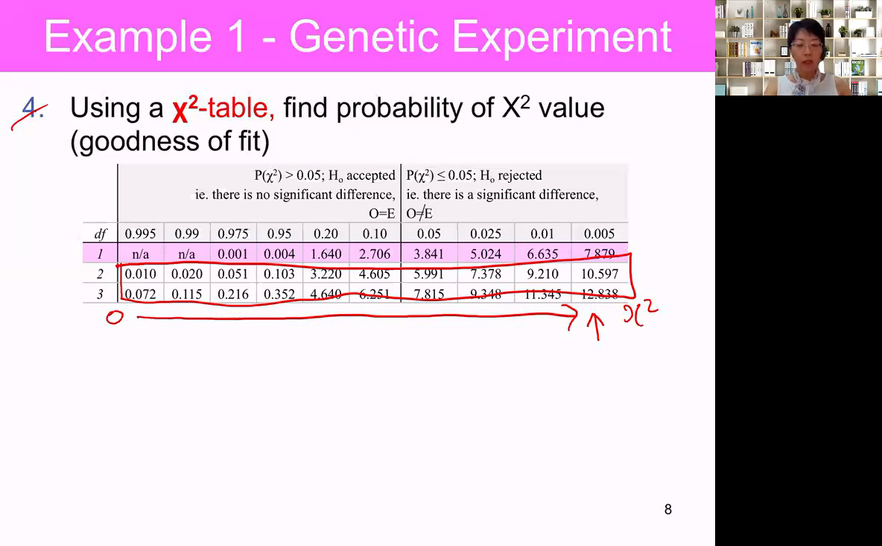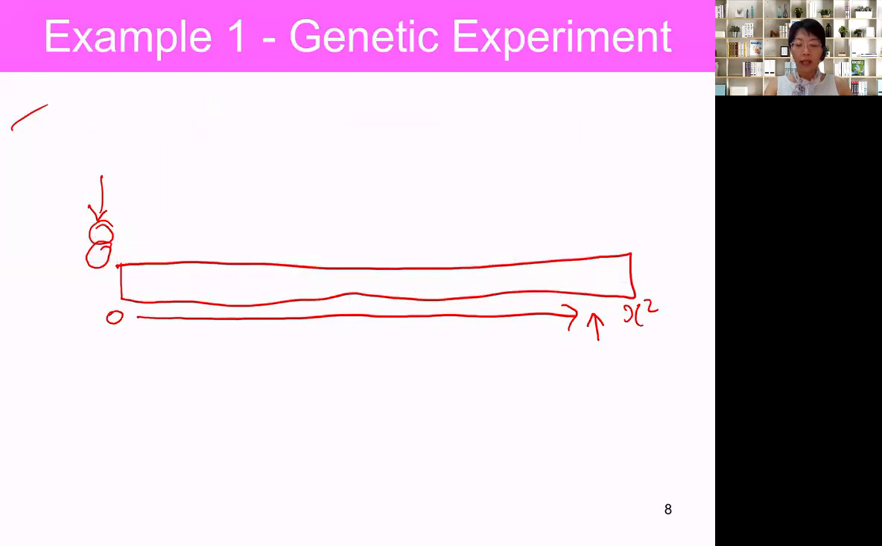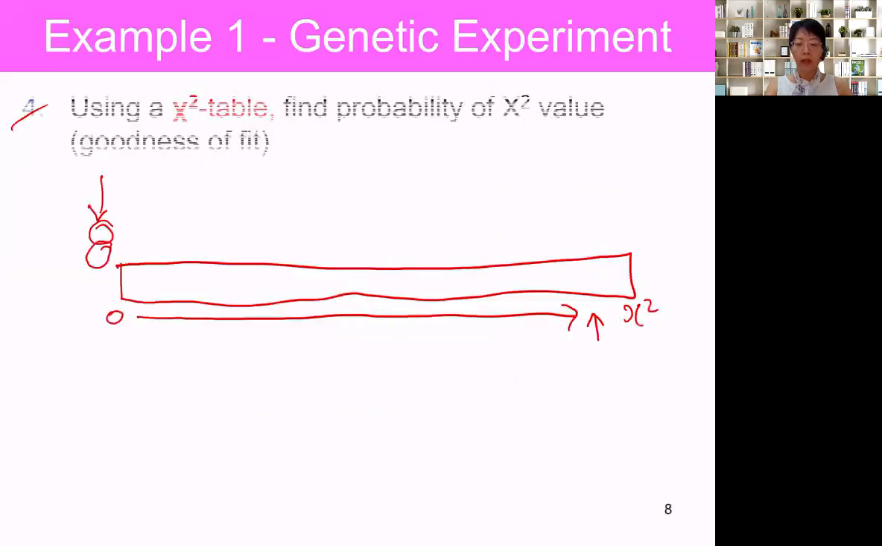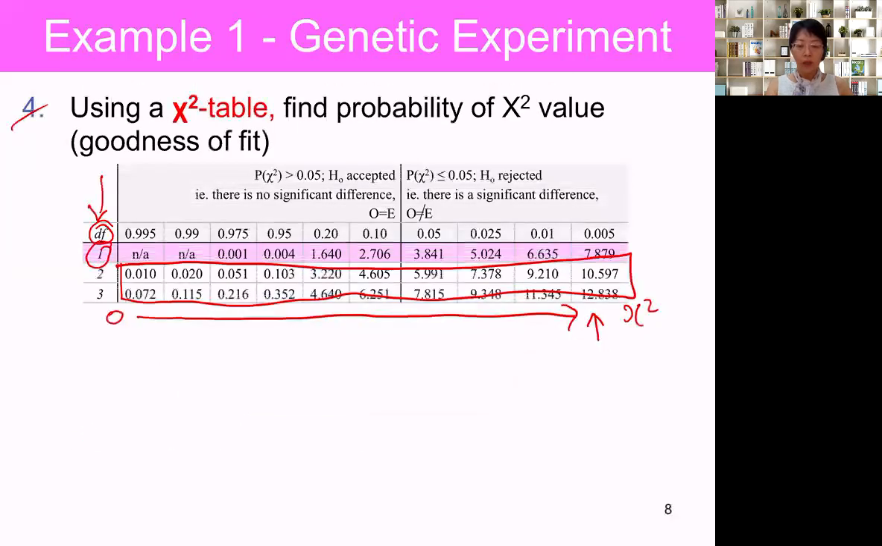So just now we have calculated that the degrees of freedom is 1, so it's here. This column represents degrees of freedom, so you have to look for the correct degrees of freedom. So it's 1, and then go and find out the location of your chi-square value. Your chi-square value just now calculated is actually 2. So let's look at where the number 2 is located. So 2 is located here, right?